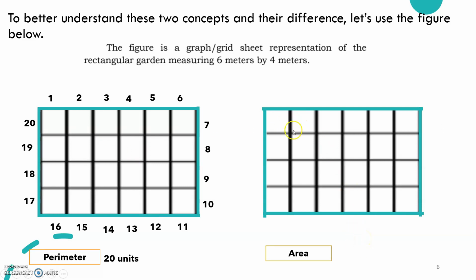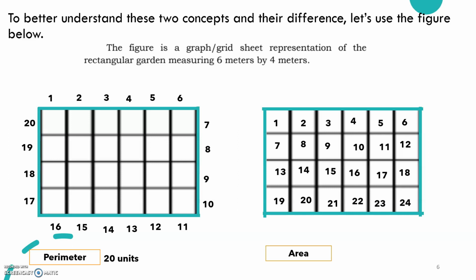So, ang bibilangin naman natin dito ay yung spaces or squares inside this figure o yung nasa loob. Okay? So, let's continue. So, we have 1, 2, 3, 4, 5, 6, 7, 8, 9, 10, 11, 12, 13, 14, 15, 16, 17, 18, 19, 20, 21, 22, 23, and 24. So, ibig sabihin, ang area ng figure na ito ay 24 square units.